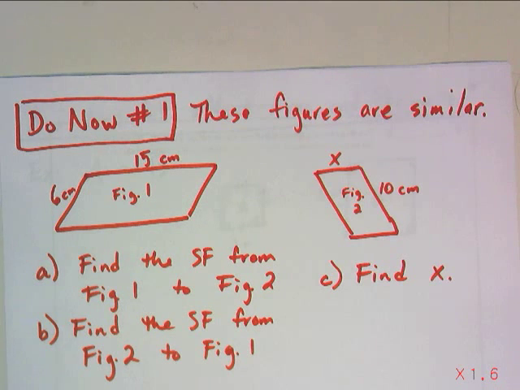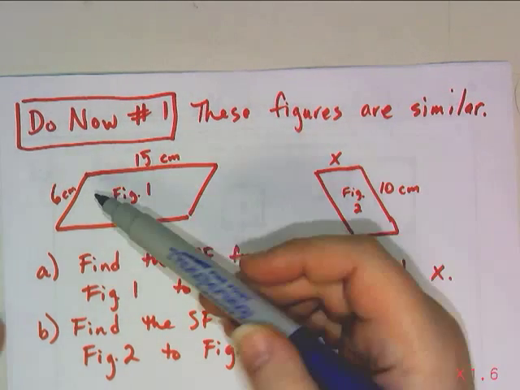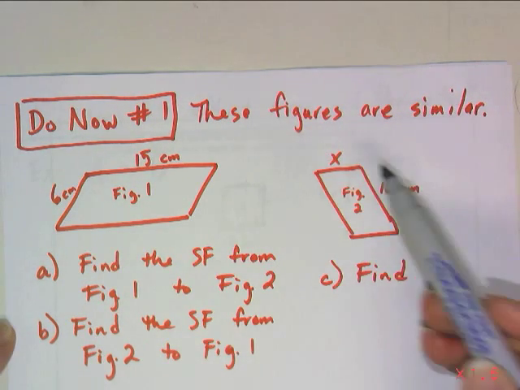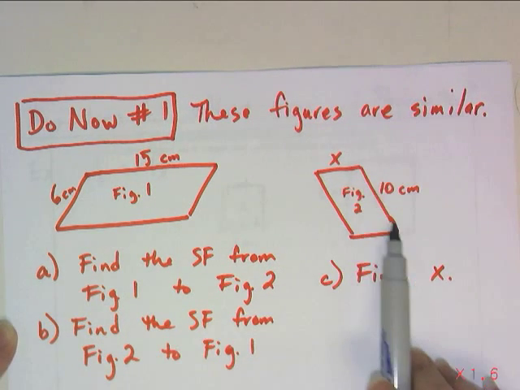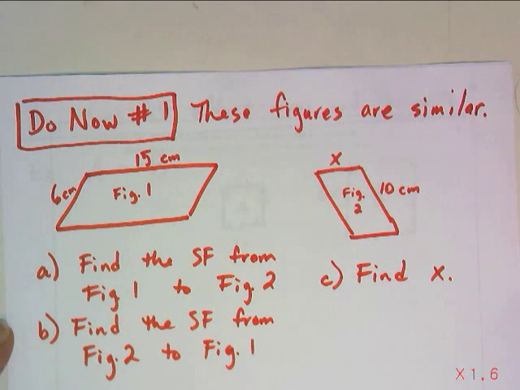In order to find the scale factor, I have to find a pair of corresponding sides where I know both of the side lengths. If I start to use 6, I'm not going to be able to figure out the scale factor because its corresponding side length is the x, and I don't know that yet. However, 15 and 10, the longer sides of these parallelograms, are both there, so I can use those values.